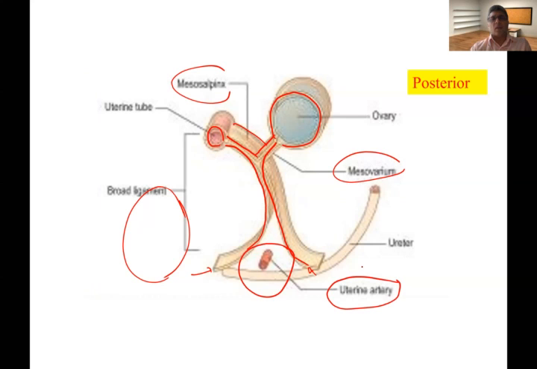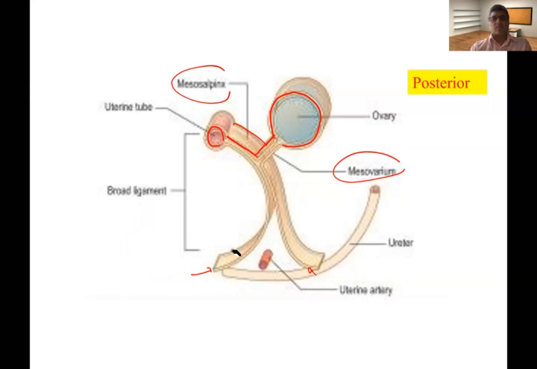Uterine artery crosses the ureter at right angles to it. Okay, the uterine artery crosses the ureter to enter the uterus. So the uterine artery crosses the ureter lateral to the cervix of the uterus, or the posterior fornix, the lateral fornix of the vagina. We'll come back to the fornices later. Upper part of the vagina, it crosses the uterine artery.